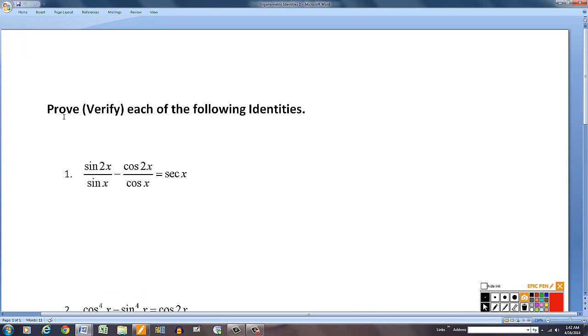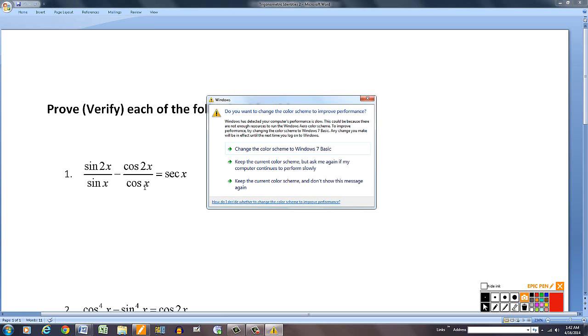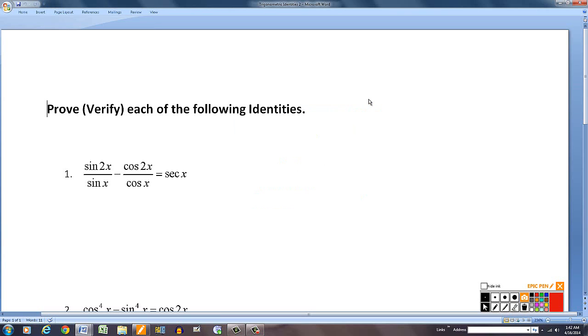Okay, so we want to prove, or sometimes we'll say verify, an identity. So remind you again of what I said last time. When you're going to prove an identity, you're supposed to start with one side and show that you get the other side. So you can start with the left side and show you get the right side, or start with the right side and show that it's equal to the left side.